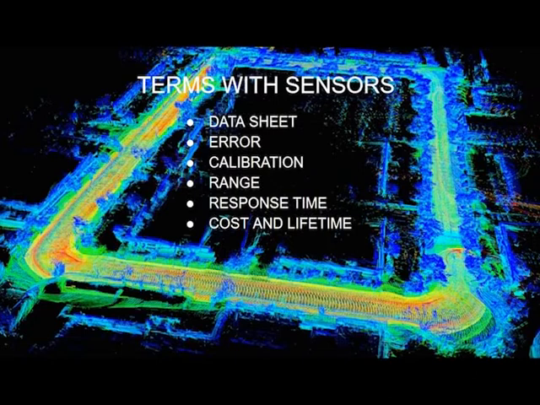Now we will see some important terminology related to sensors. Firstly, datasheet. Datasheet is a document that summarizes the performance and other characteristics of a sensor. This gives precise information about the input and the connectivity protocols with the microcontroller.